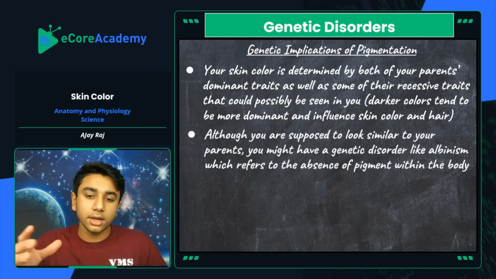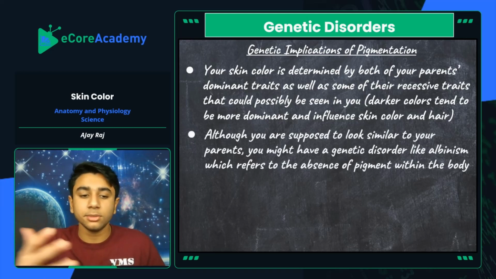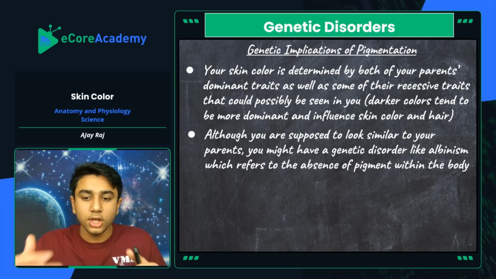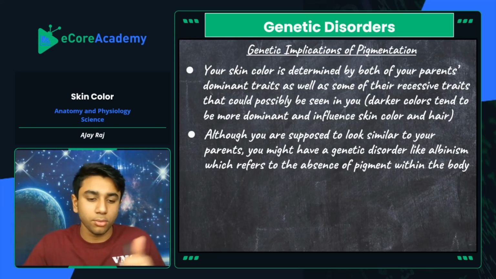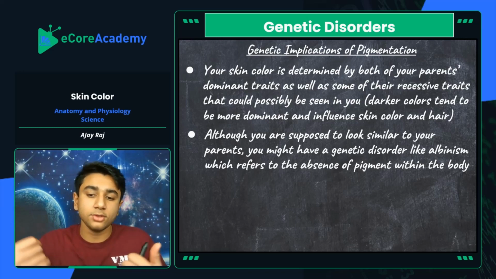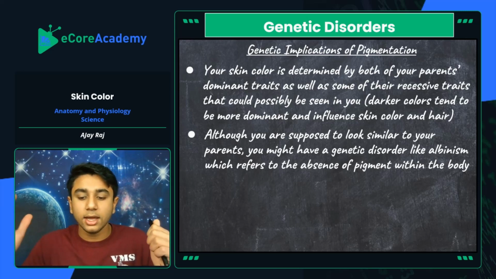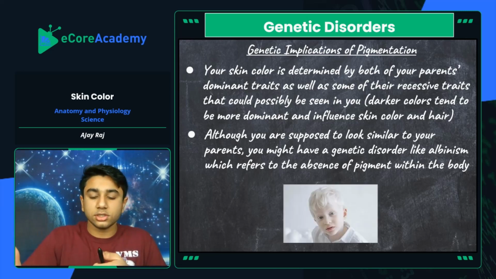But we're looking at genetic disorders. Although you're supposed to look somewhat similar to your parents, and somewhere you're going to look similar to both of them, or at least one of them more than the other, you might have a genetic disorder like albinism, which refers to the absence of pigment within the body, so you look completely different from both of your parents. And what does albinism look like? It looks just like that.